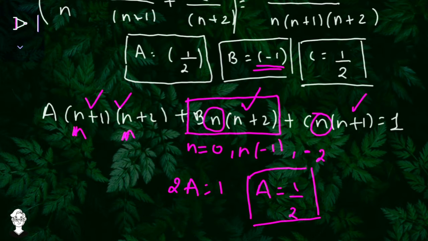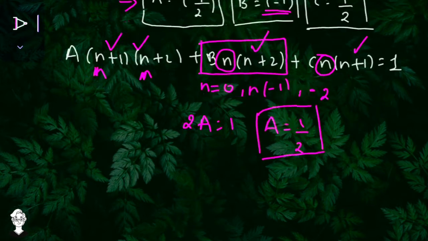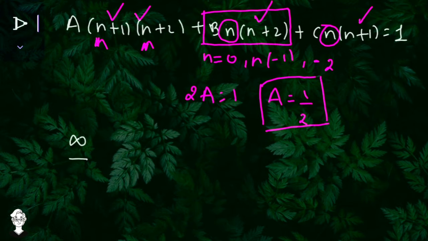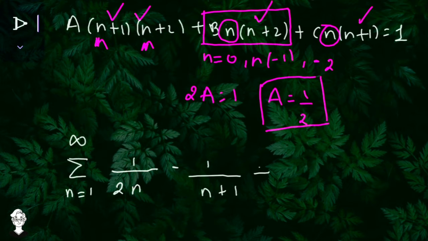So I directly wrote that a, b and c are 1 by 2, negative 1 and 1 by 2 respectively. So now let us again write down our series, that is from n equals 1 till infinity. And now 1 upon n into (n plus 1) into (n plus 2) has turned out to be 1 upon 2 times n, minus 1 upon n plus 1, plus 1 upon 2 times n plus 2.